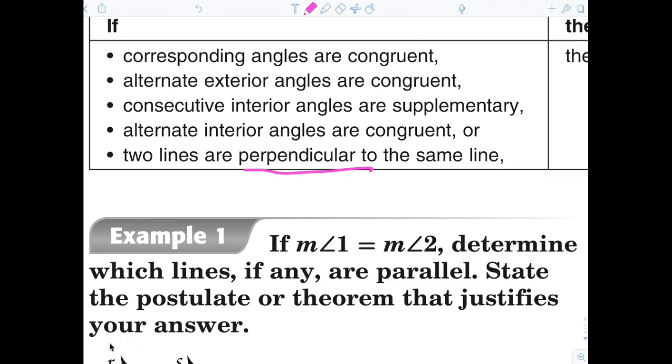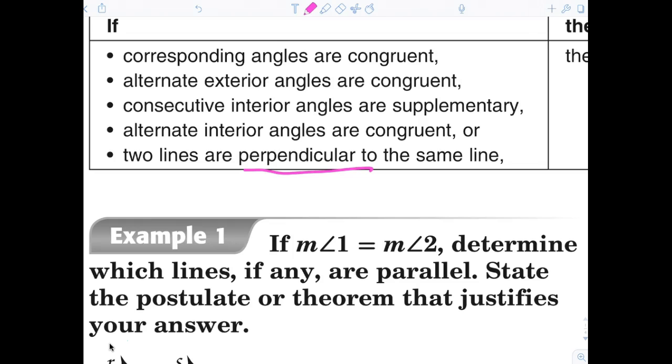So again, personally, the last one here, if two lines are perpendicular to the same line, then they are parallel. To me, that doesn't even have to be there. Because if they are perpendicular, then they both equal what? 90. And because they both equal 90, that makes them what? Supplementary, which then qualifies it to be what? Consecutive interior angles are supplementary. Is everybody with me on that?